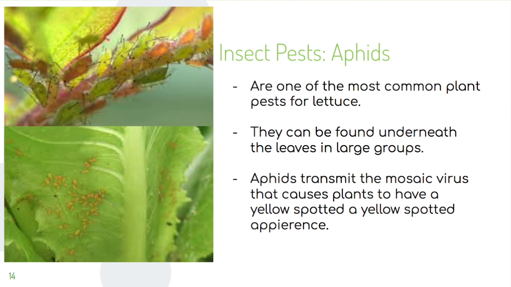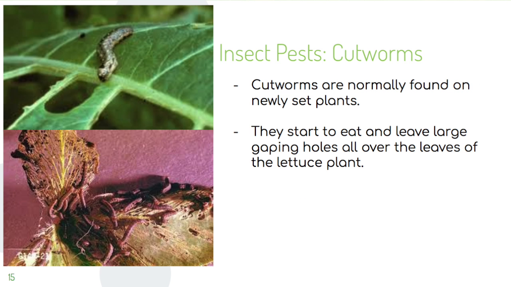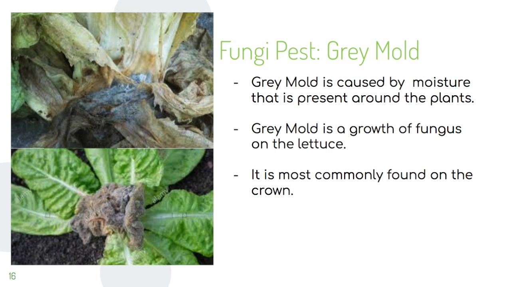They are found underneath the leaves. Another type of aphids are lettuce root aphids that feed on the root and stunt the plants. Cutworms are another common pest that are typically found on the newly set plants. They eat the seedling at or below the soil. Cutworms also get onto the leaves and start eating the leaves, leaving spots.